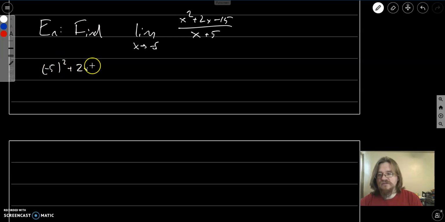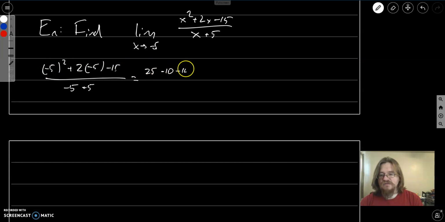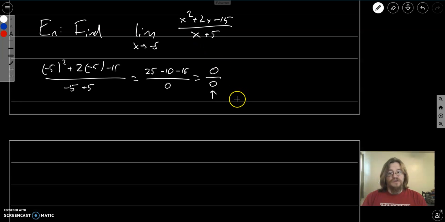-5 squared plus 2 times -5 minus 15 divided by -5 plus 5. Well, the top of the fraction is going to be 25 minus 10 minus 15, divided by -5 plus 5. Well, that's 0. And if I reduce the top of the fraction, I get 0 divided by 0. And, okay, I can't divide by 0. So I can't just plug -5 into my limit now. What are we going to do?